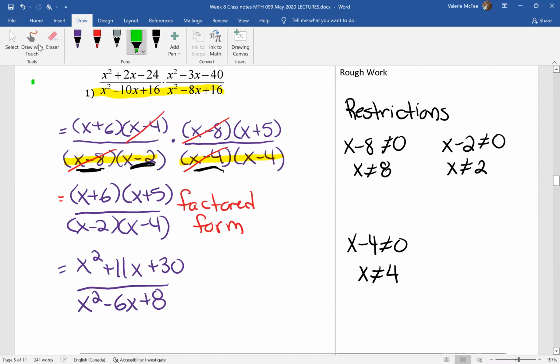I also wanted to point out that when I divided out the common factor of x minus 4, we divided from the numerator and the denominator. I did not use the factor beside it. Remember, when we're dividing, it's a numerator divided by the denominator.